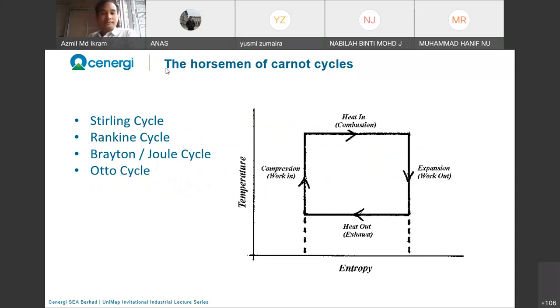Okay. So a Carnot cycle, later on you'll go on with the Stirling, Rankine, Brayton, Joule cycle and Otto cycle. There'll be more cycles over there, but this is what I would like to actually focus on, and relate to the industrial application. So what you can see here is just four processes, pretty simple.